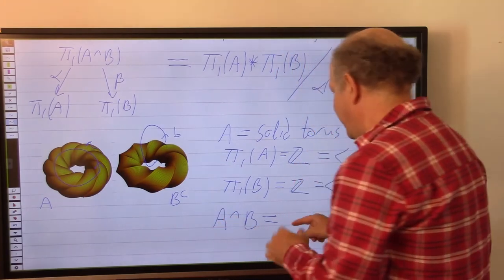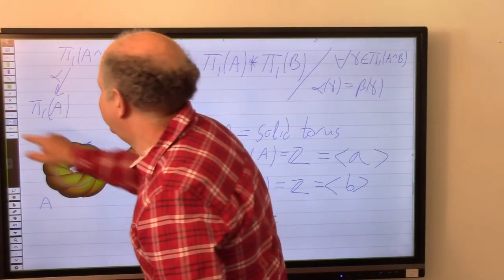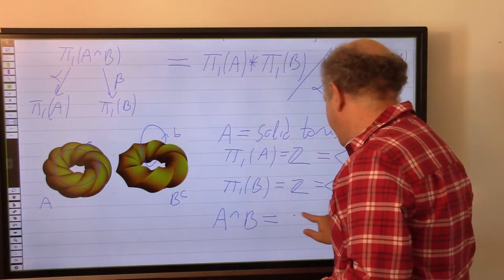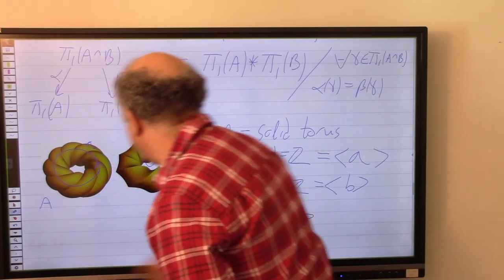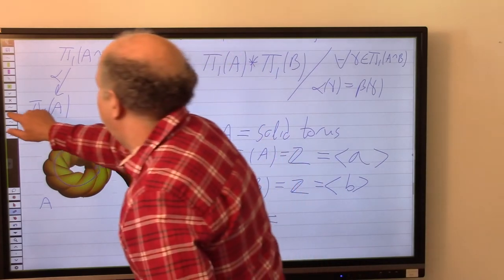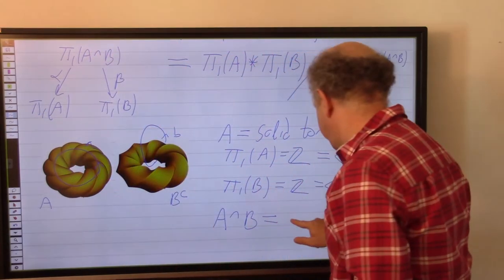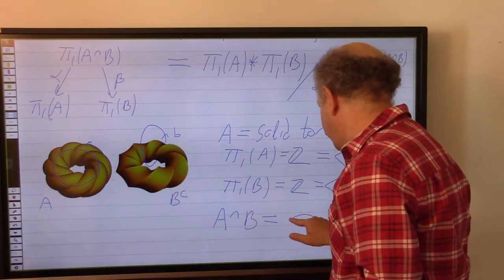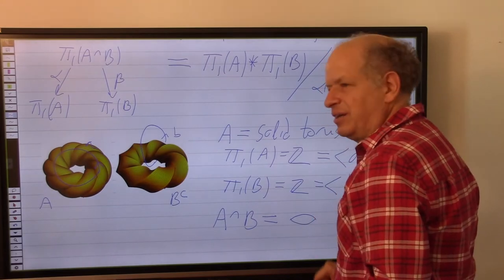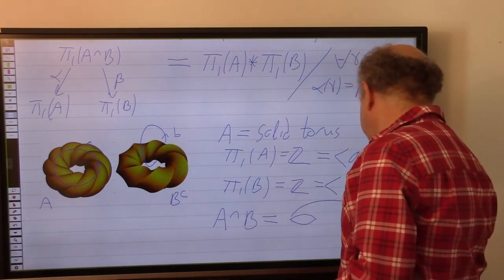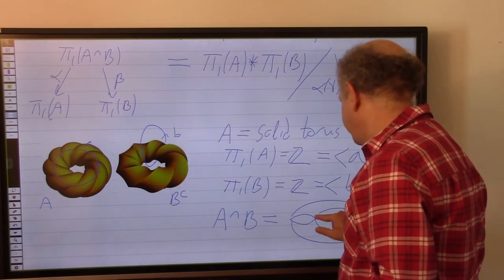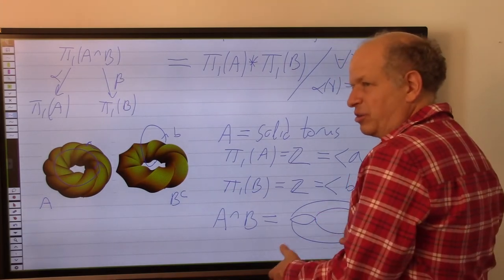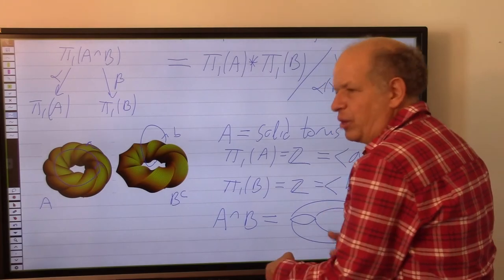Okay, so A intersect B looks like a band like this. So the profile, I didn't do it quite right. The profile is like this, but it is really a circle multiplied by a long circle, and it wraps all around the knot.